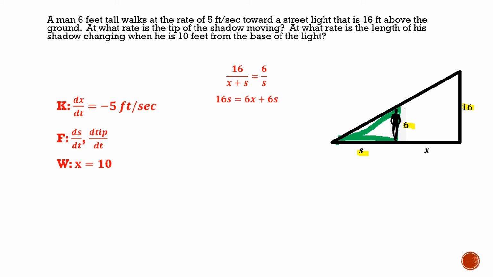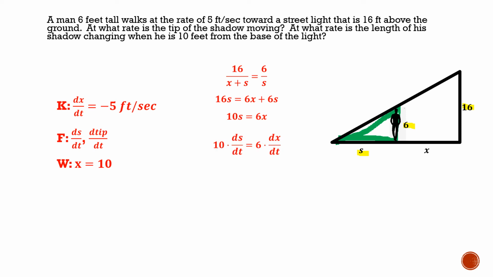All right, now if I cross multiply, I get 16s equals 6x plus 6s. And then if I subtract the s to the other side, I get 10s equals 6x. And now that I have a nice looking formula, I can go ahead and take my derivative.